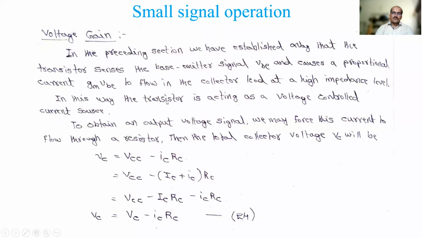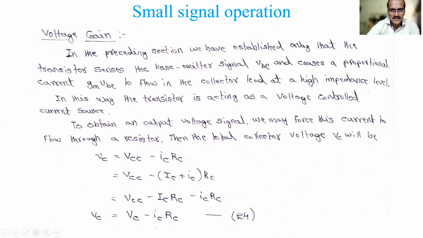Again, the same diagram holds good; the discussion continues here. In the preceding section, we have established that the transistor senses the base-emitter signal VBE and causes a proportional current gm VBE to flow in the collector lead at a high impedance level. We gave a small signal and we got the collector current IC as gm into VBE. In this way, the transistor is acting as a voltage controlled current source.